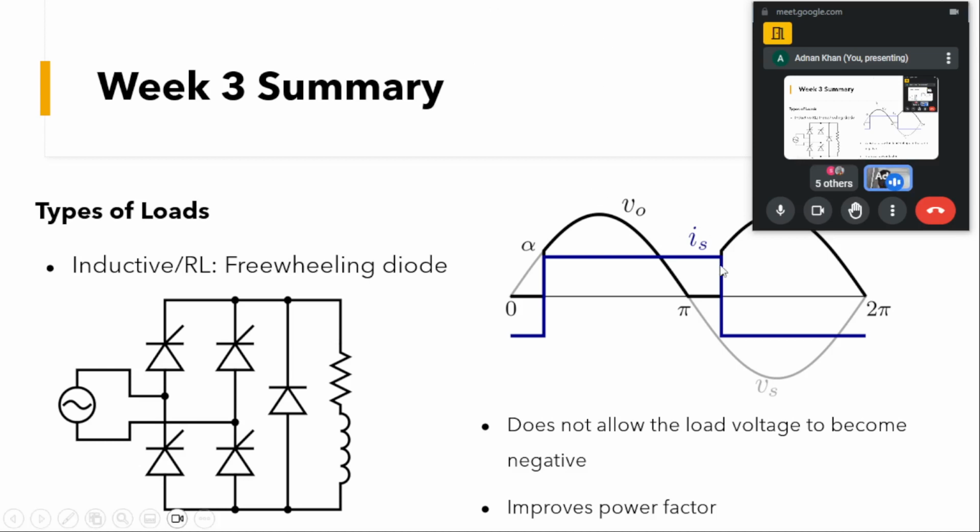So here you can see that after this pi, this freewheeling diode will become forward biased, which will cause zero voltage across the load. Now you can see that the output voltage is only positive, that is being traced by this darker black line, and since there is no negative part in the output, the average output voltage will somewhat increase.